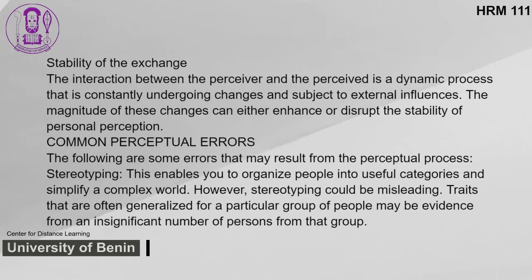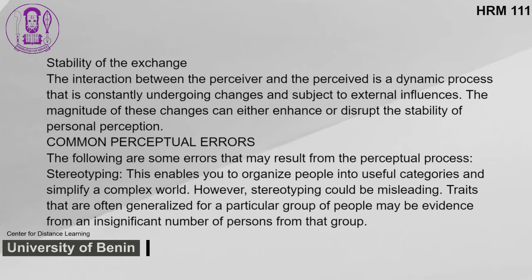Stability of the exchange. The interaction between the perceiver and the perceived is a dynamic process that is constantly undergoing changes and subject to external influences. The magnitude of these changes can either enhance or disrupt the stability of personal perception. Common perceptual errors. The following are some errors that may result from the perceptual process.